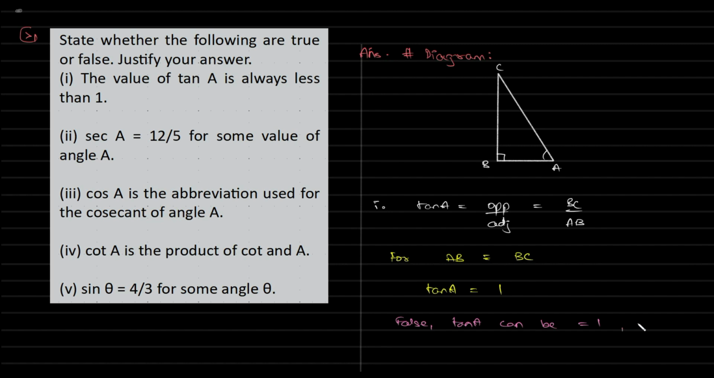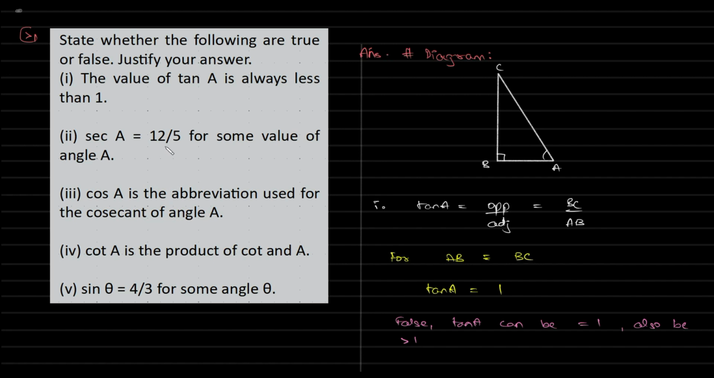Actually, it can also be greater than 1, because again, see in this diagram itself, if BC is greater than AB in length, then obviously the ratio will be greater than 1, right? So we just proved that tan A can be equal to 1. That's good enough justification.